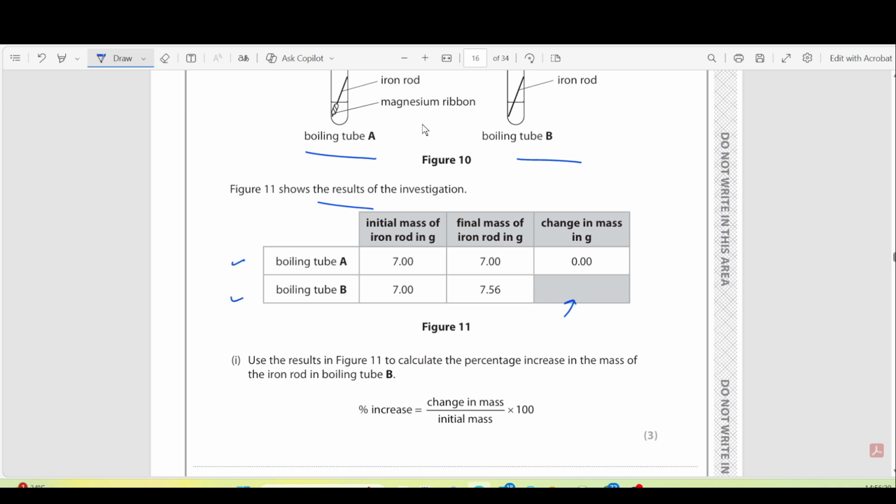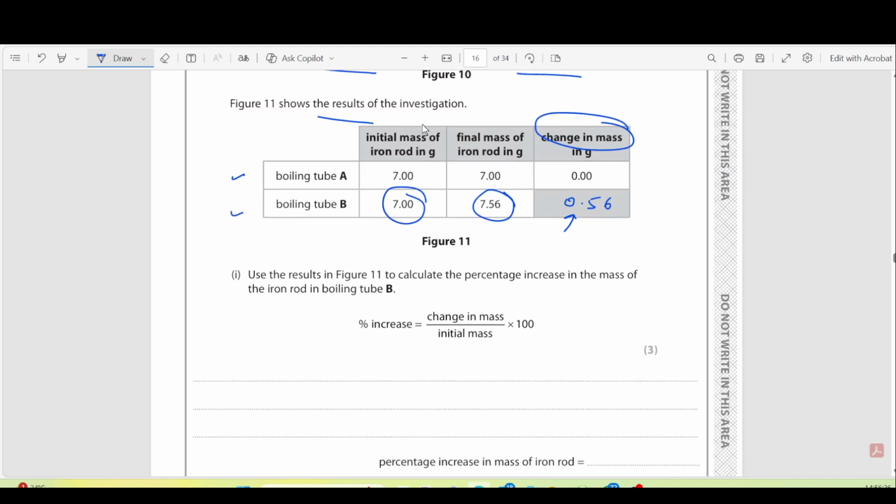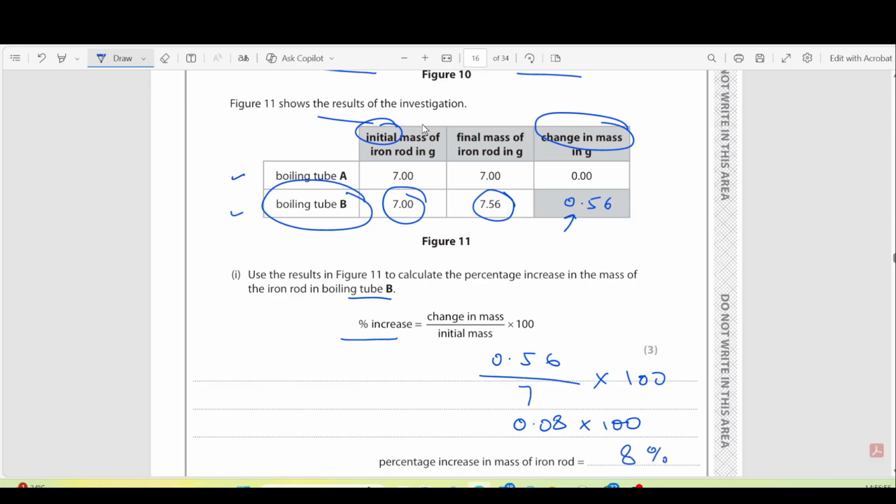First, we have to calculate the change in mass, which is final mass minus initial mass. We subtract them, and you will get 0.56 grams. This is your change in mass. To find the percentage increase in tube B, the change in mass is 0.56 divided by the initial mass, which is 7, times 100. If you divide it, you will get 0.08, and if you multiply it by 100, you get 8%. That's your answer.